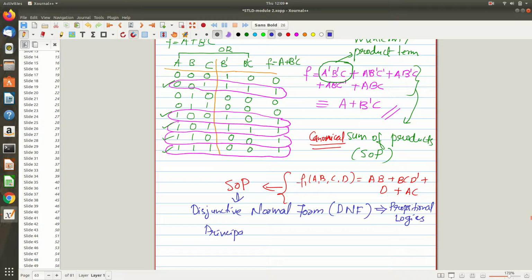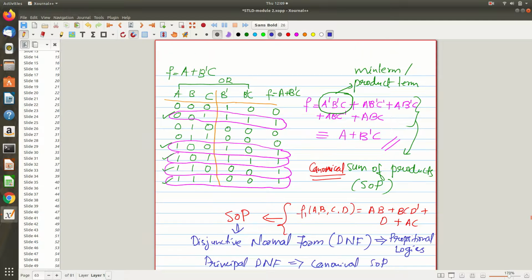Principal disjunctive normal form is a special disjunctive normal form where each product term, or the min terms, are supposed to contain all the variables, the propositional variables. So this is equivalent to our canonical SOP. Hope the concept is clear. So that is canonical SOP or simply SOP. Anyway, both are standard forms. This canonical SOP is something straightforward also. Just look at the truth table, wherever the one is coming, directly write it. That is very systematic.